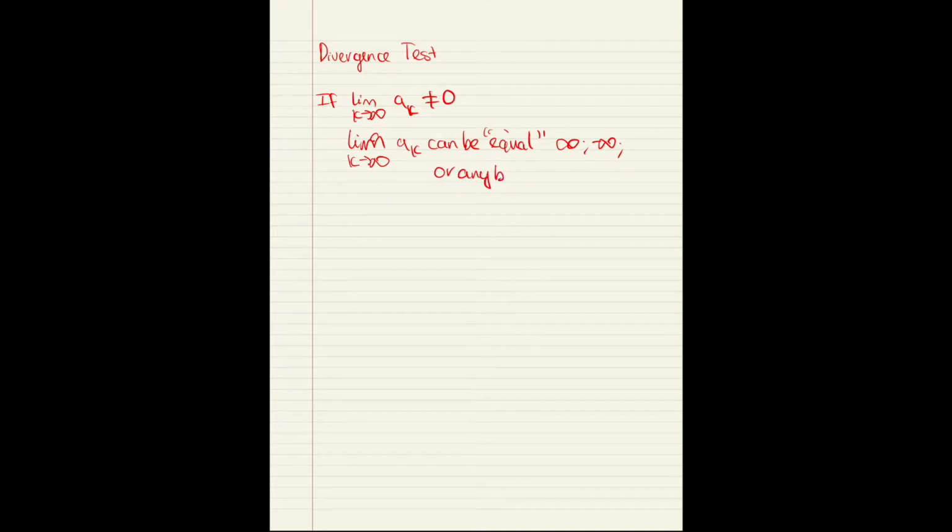Hello, so today we will talk about the divergent test. For the divergent test, it says if the limit of k to infinity of a of k is different than 0, which means the limit of k to infinity of a of k can be equal to positive infinity, negative infinity, or any number, then the series of a of k will diverge. It's just easy like this.